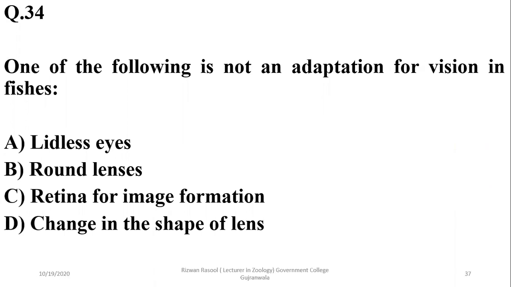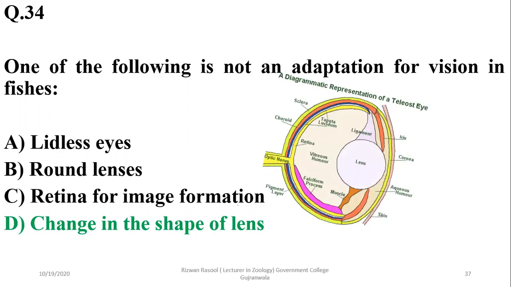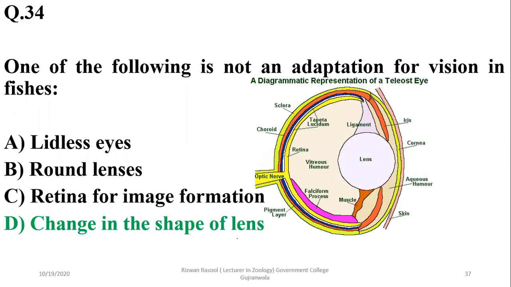One of the following is not an adaptation for vision in fishes. Fishes are having lidless eyes, they're having round lenses, and they're having wet enough for image formation as well. But change in shape of lens is a strategy used by other vertebrates. Fishes, they focus the image by moving the lens back and forth. So right option is delta, that it is not an adaptation carried out by fish eyes for the visual purpose. So delta is the answer.